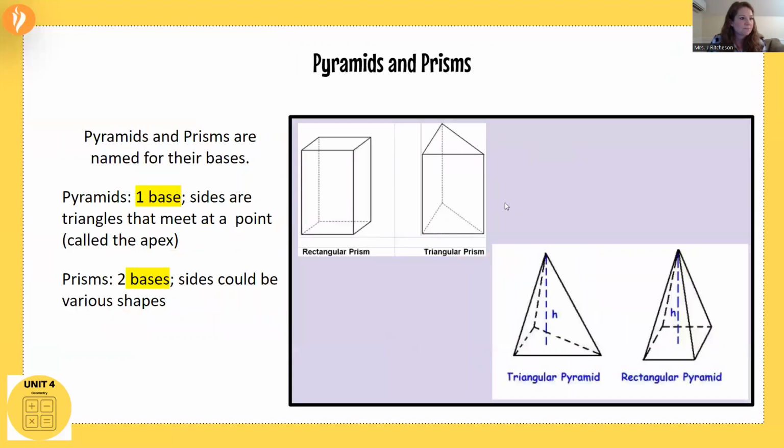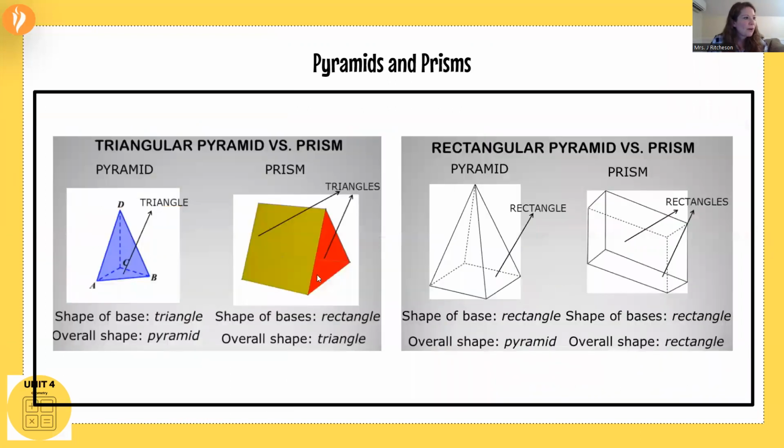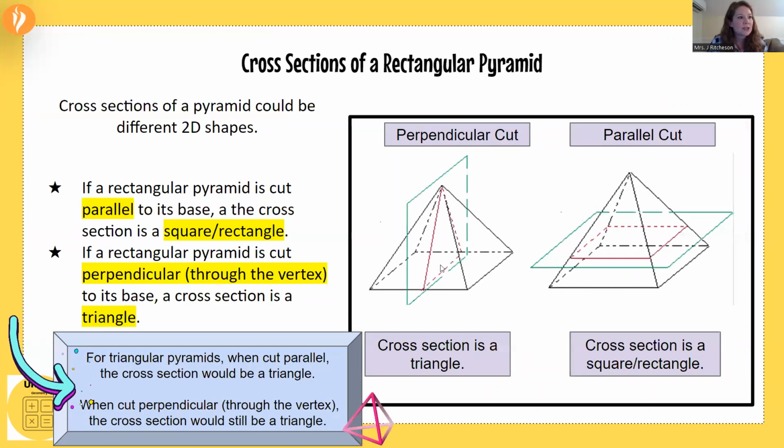That's the cross section. A triangular pyramid, the base is a triangle and all the sides are triangles. So whether you cut the triangular pyramid perpendicular to its base or parallel to its base, you're going to get a triangle. All righty. Here you can see those cross sections. Here's our triangle. When you cut a rectangular pyramid parallel to its base, you can see this red rectangle.